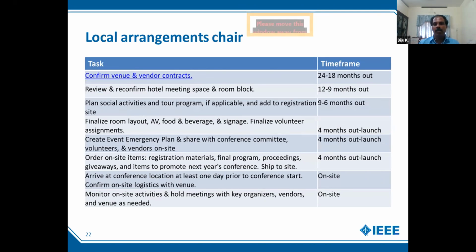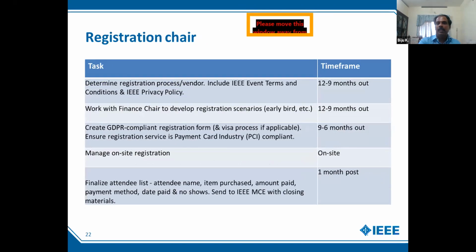And the organizing chair has a major role in arranging the venue, hotel arrangements, transportation arrangements, etc. And the local arrangements chair has to do all these things in pretty good time. And the registration chair has to do all the registration work.